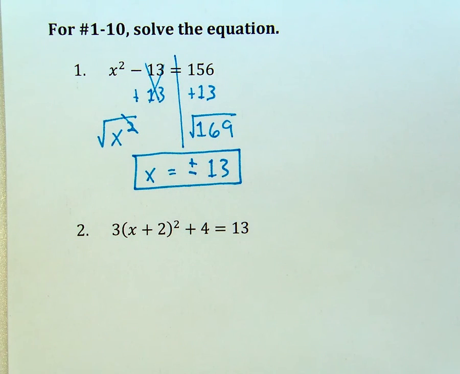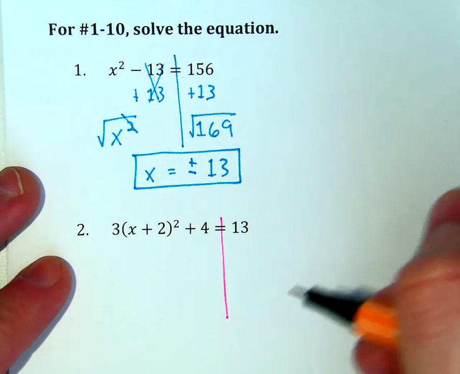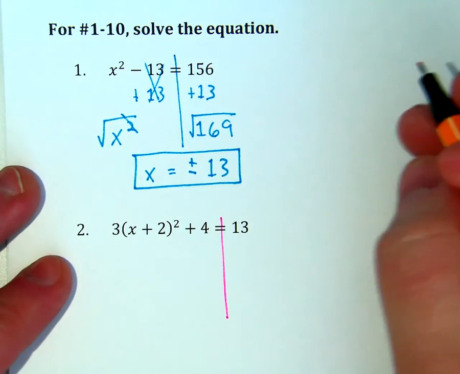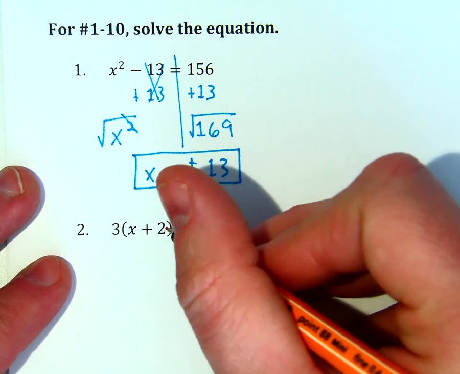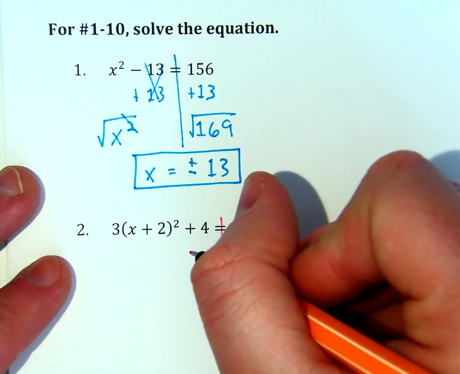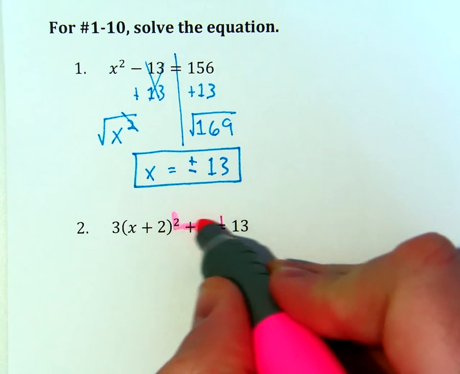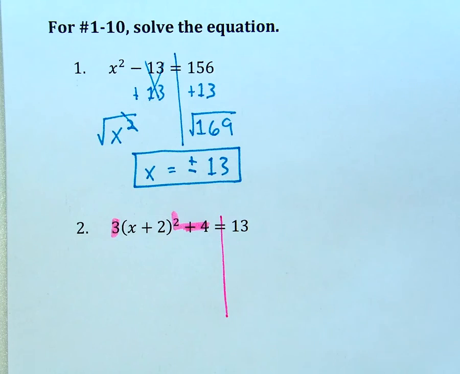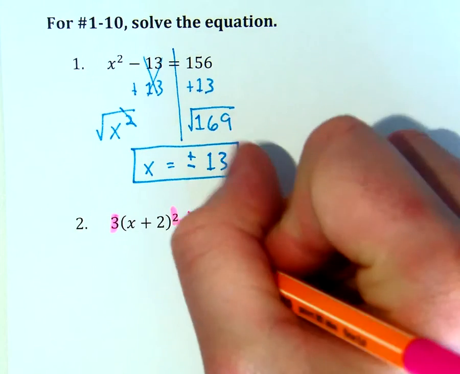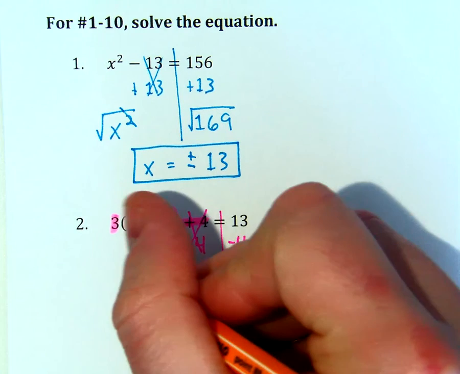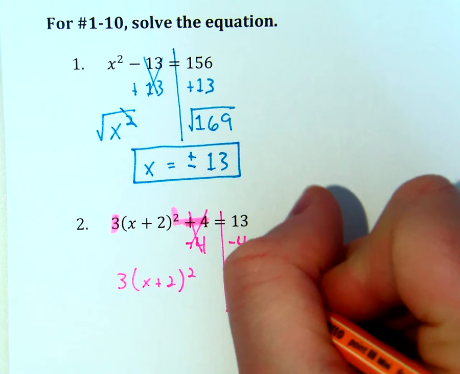Number 2. These are the hardest type that you'll have with the parentheses. Remember, when you see the parentheses and the x inside of it, we're looking first at how things are connected to the parenthesis, not necessarily to the x. So I'm going to be looking first at these things that are highlighted pink. The plus 4 can be undone with a minus 4. We find that 3 times x plus 2 squared equals 13 minus 4, which is 9.